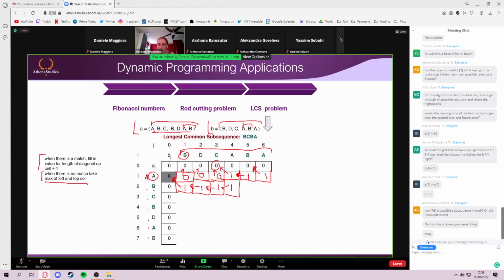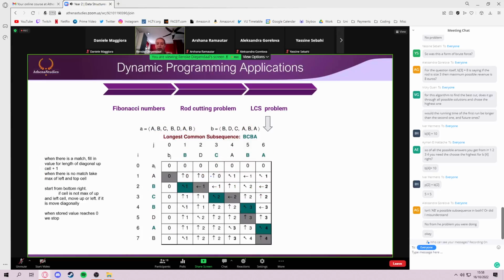So it doesn't really matter which way we choose. And then we have B and B, so this is a match. So we make an arrow to this side, and we do this plus 1. So 1 plus 1 is going to be 2. And then B and A is not a match, so we just go to this one. All right, so in the end, you should get something like this.